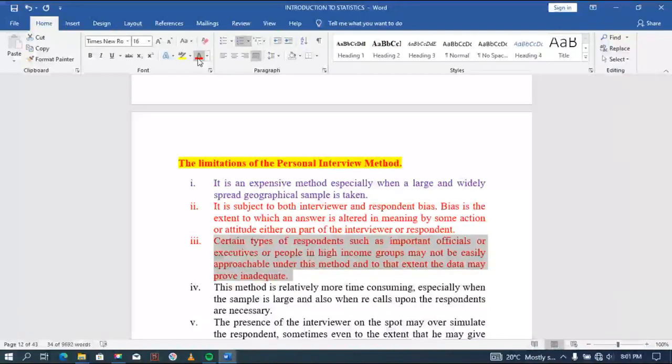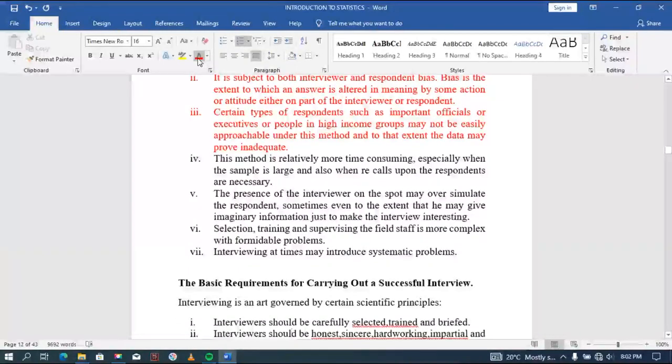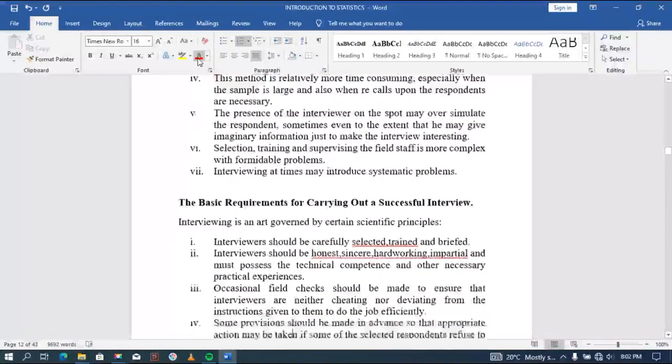So you find that some interviews or some information may need to be obtained from the so-called high profile people, and you know that such kind of people cannot be easily accessed or approached. Therefore, you may not be able to approach the number of people you're interested in for purposes of gathering enough information. So in so doing, you'll find that you have inadequate information to make an accurate conclusion. So you read through the other limitations in the handout. In the interest of time, you can proceed and look at other things.